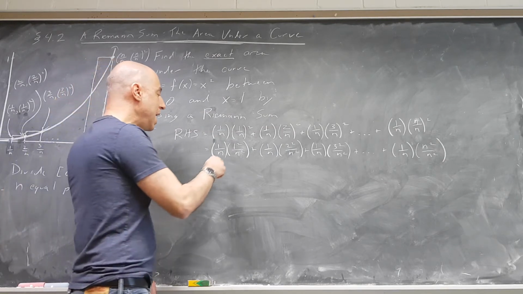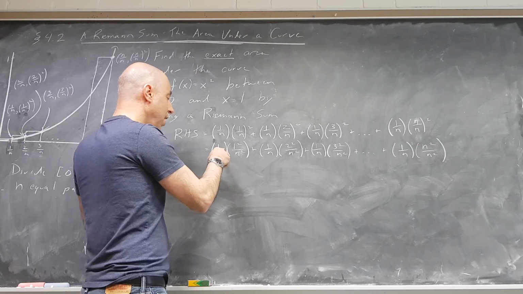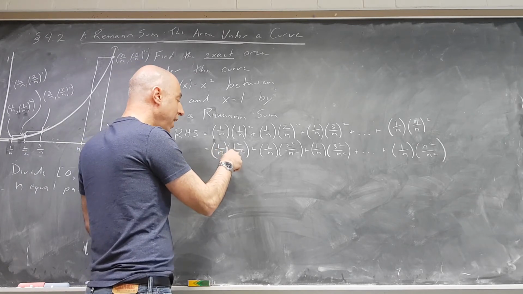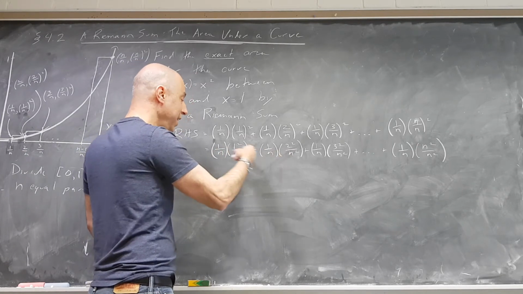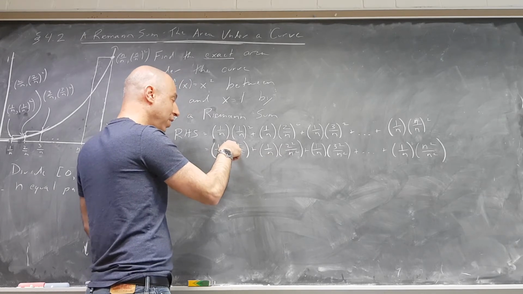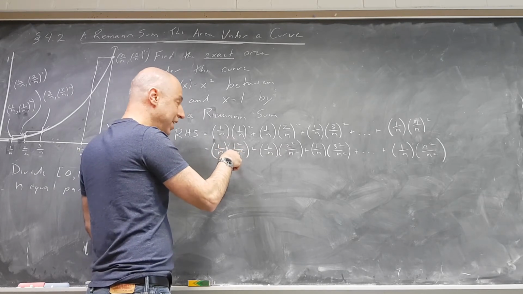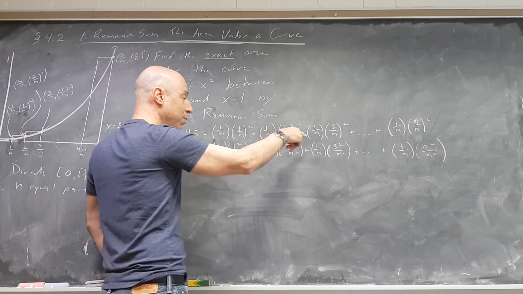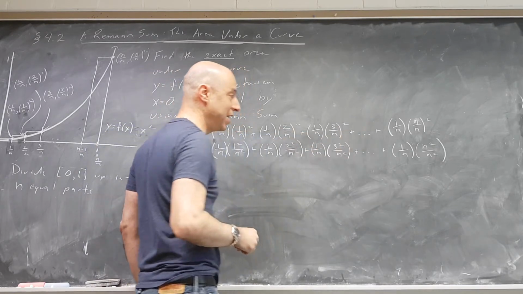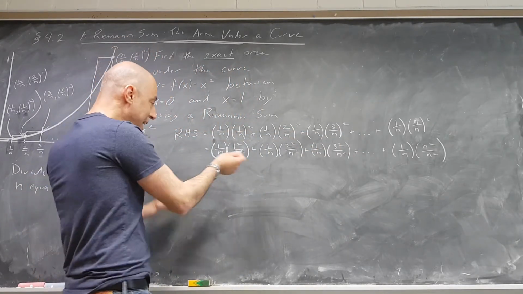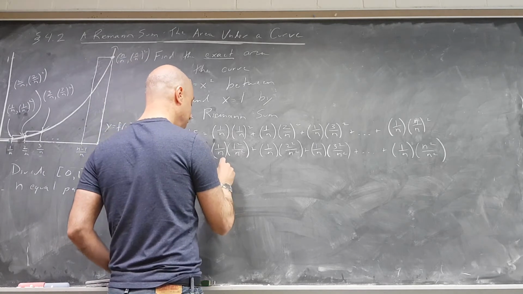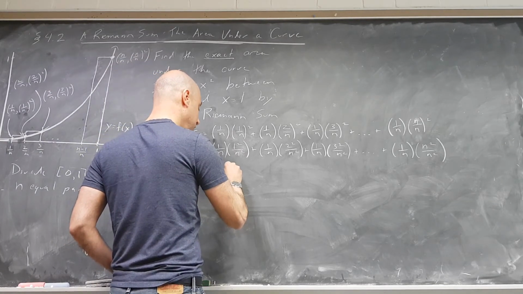And now in each of these terms, I have an n here and 2 more n's on the bottom here. So each of these terms, this first term I can really write as 1 squared over n cubed, 2 squared over n cubed, 3 squared over n cubed, all the way up to n squared over n cubed. I'm going to factor out the 1 over n cubed. So 1 over n cubed.